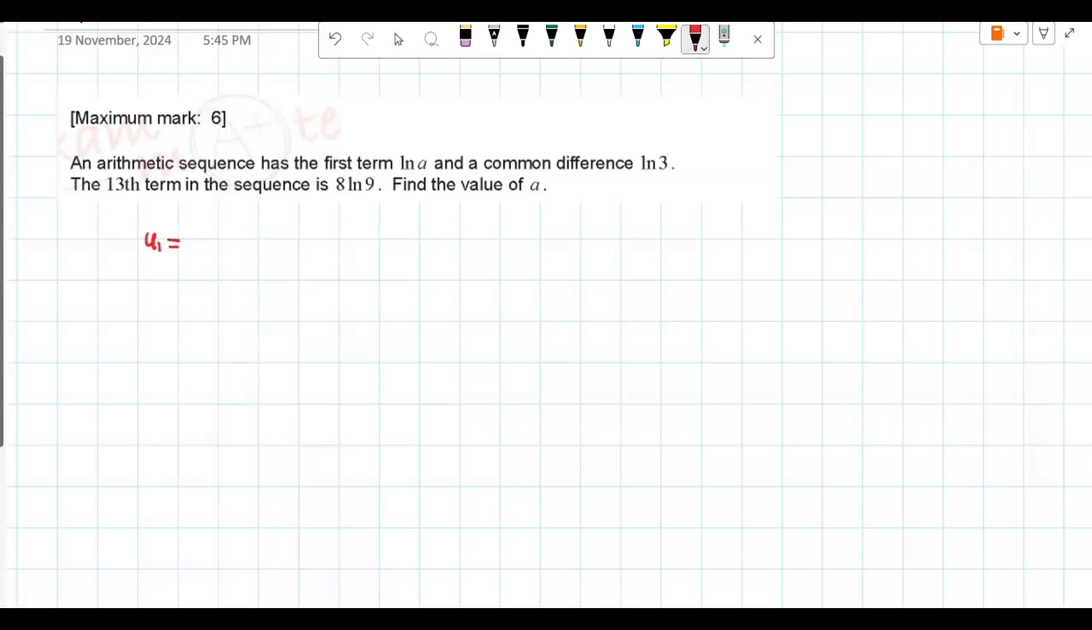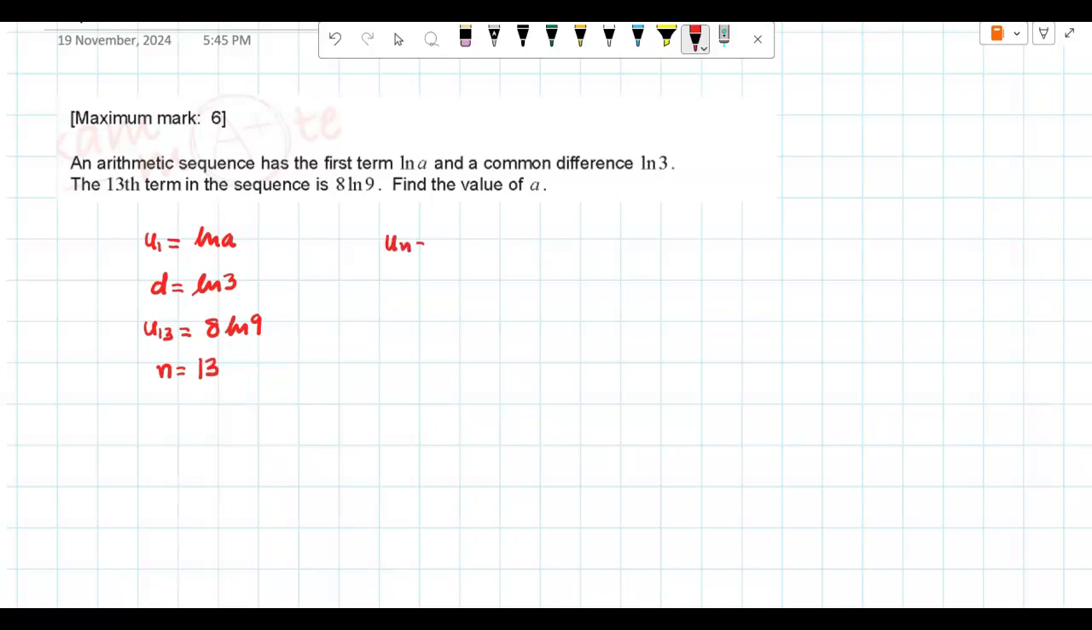Okay, so now an arithmetic sequence has the first term ln a. So u1 is ln a. The common difference is ln 3. The 13th term is 8 ln 9. So basically your n will be 13 because it's the 13th term. Find the value of a.